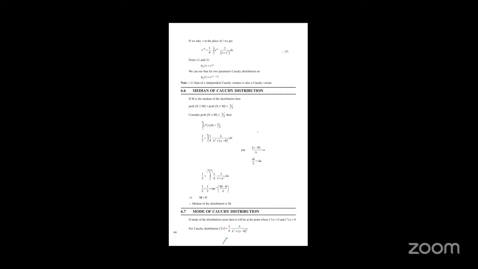Then coming to the mode of the Cauchy distribution. If the mode of the distribution exists, it will be the point where, as we did in the previous ones, two conditions need to be checked for every question: f dash of x equals 0 and f double dash of x is less than 0. These are the two conditions you need to verify.